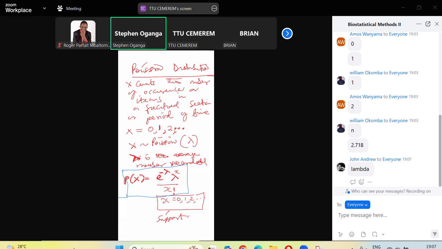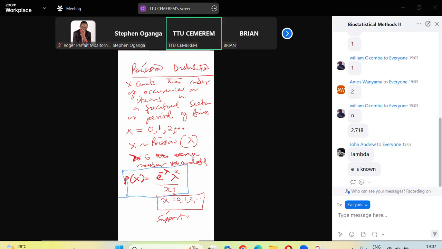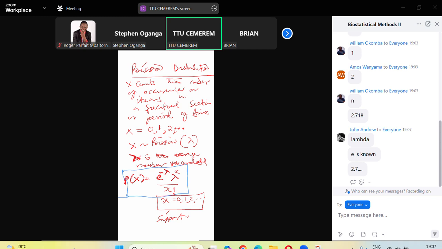E is known. We say that e is a value, a mathematical value, a very important value, which is equal to 2.7 something something. If you punch e into your calculator, it will give you 2.7 something something. So it's not another letter, it is a known thing. So the only thing that is not known in this function is lambda. That's why the Poisson distribution has only one parameter, which is lambda.